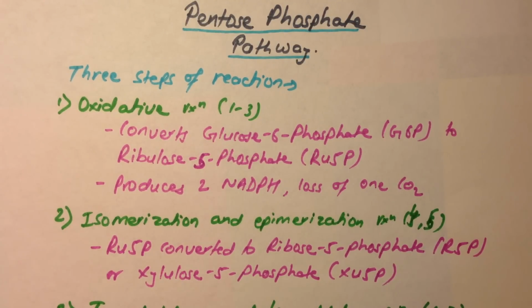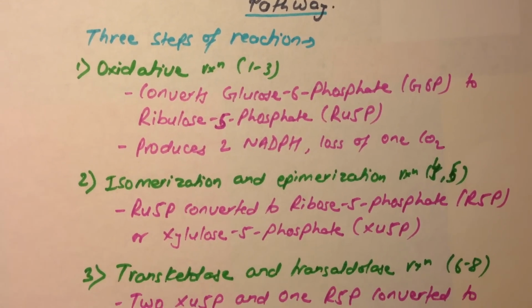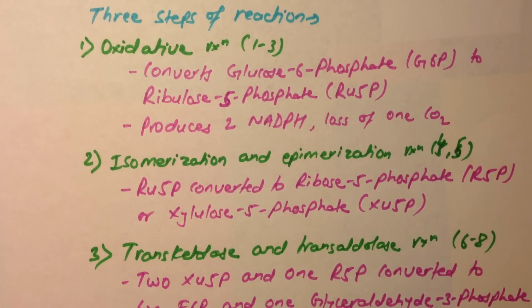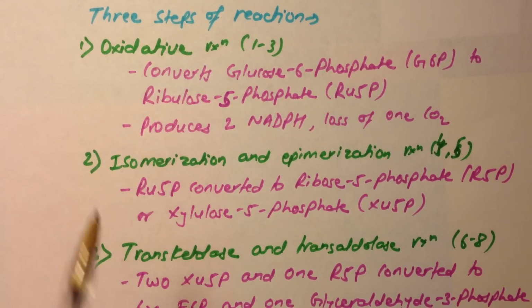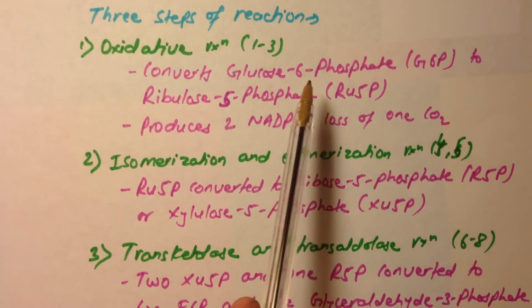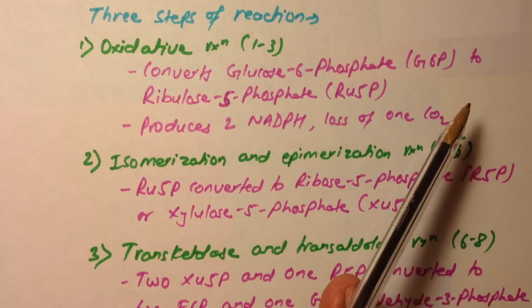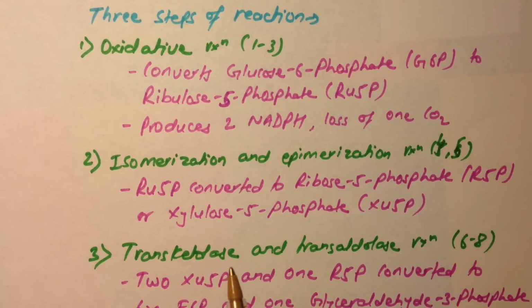Now let's go to the actual reaction mechanism. The pentose phosphate pathway can be divided into three sets of reaction steps. Now the first is the oxidative reaction. In the oxidative reaction, we start with glucose 6-phosphate, G6P. You guys have probably seen glucose 6-phosphate in glycolysis, and it's the same glucose 6-phosphate.